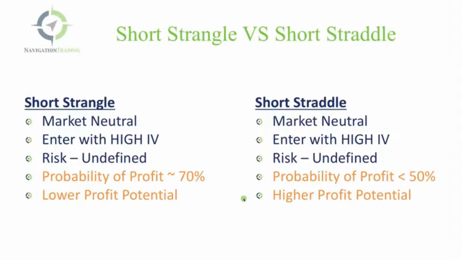If your probability of profit is higher, then typically your profit potential is lower. And on the flip side, if your probability of profit is lower, then you should have a higher profit potential. Let's go to the trading platform and take a look at an example to make this all make sense.